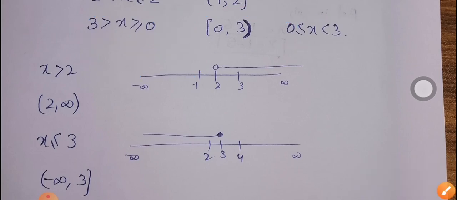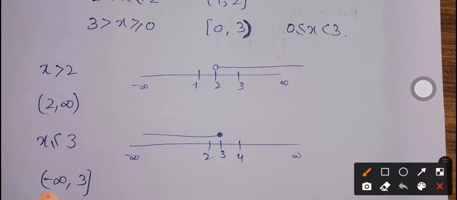These are the intervals when both endpoints are defined. But what about the inequality when only one endpoint is defined? For example, x is greater than 2.